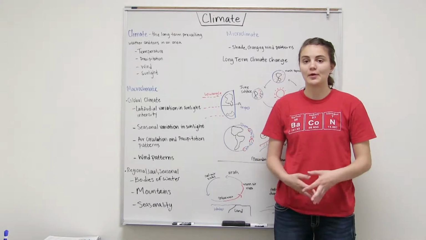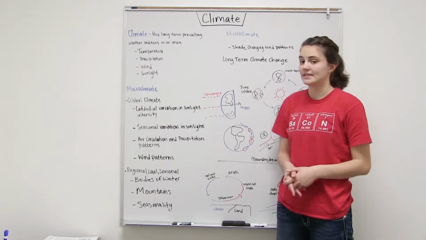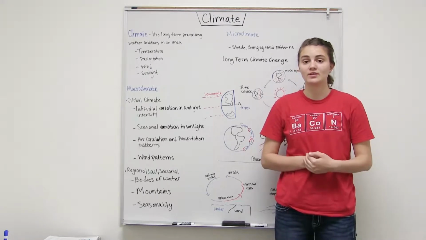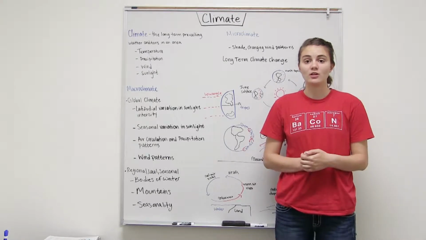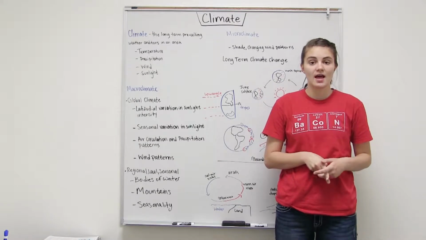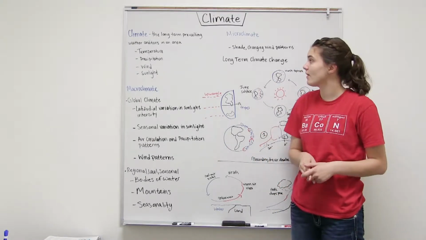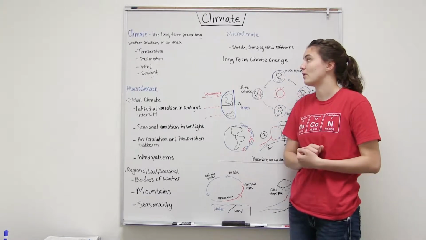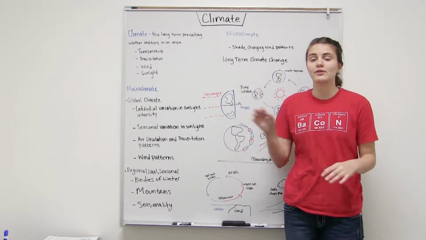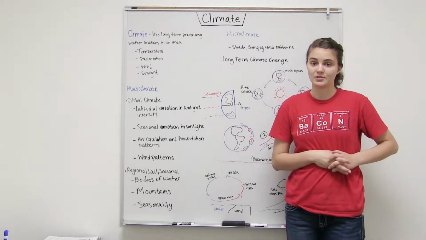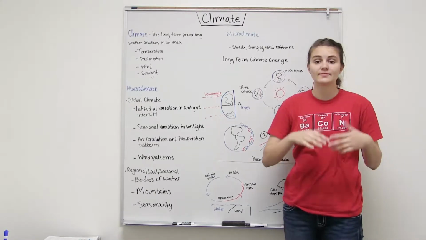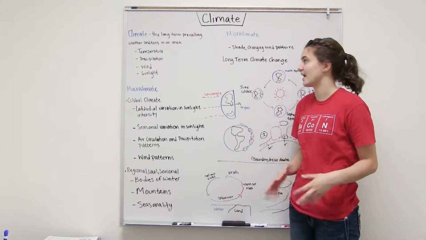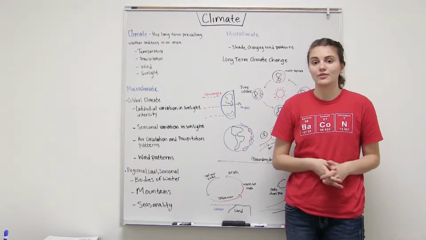Today we're going to be talking about climate, as it is going to be important as we talk about ecology and how it influences organisms. So to start off, we need to define climate. Climate is defined as the long-term prevailing weather conditions in an area. The weather in an area can change from day to day or week to week, but we classify the overall climate of an area as the average of all those weather conditions.